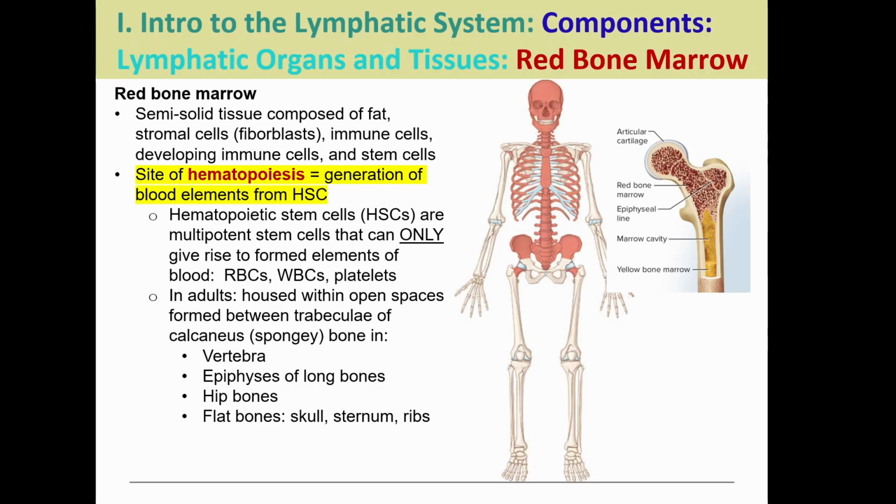We get to the red bone marrow. This is going to be a somewhat semi-solid tissue. This is going to have things like fibroblasts, fat, immune cells, stem cells, because this is going to be where we are producing blood cells, namely the process called hematopoiesis. So hematopoietic stem cells, or HSCs, these guys are multipotent stem cells, meaning they can give rise to multiple different types of cells. However, all of the cells they produce are different blood cells, basically. Red blood cells, white blood cells, and platelets.